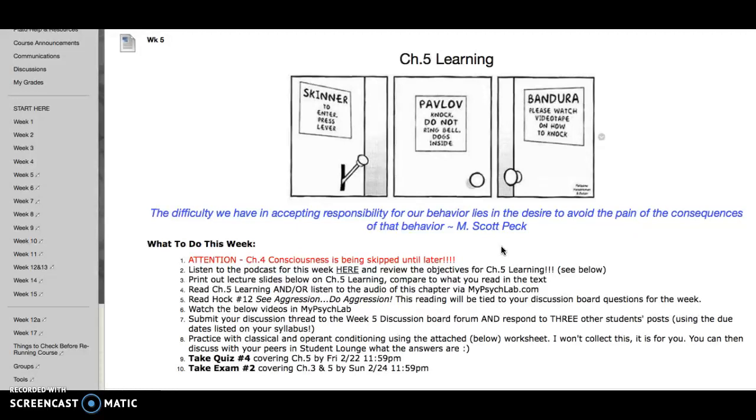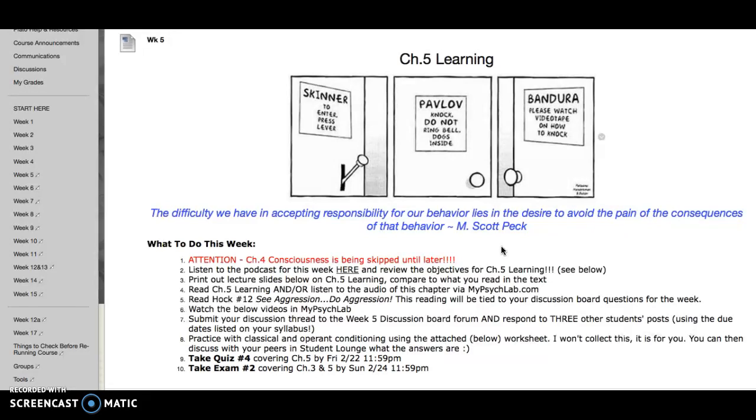I just want to draw your attention to the fact that we are skipping chapter 4 for now. That is the chapter on consciousness. We will cover it a little bit later on. I usually do this just because it's a preference of mine to cover the learning material before we get to consciousness. So we will be covering it, but I just want you to be aware of that so that you're not starting into chapter 4 just thinking that we're going in order.